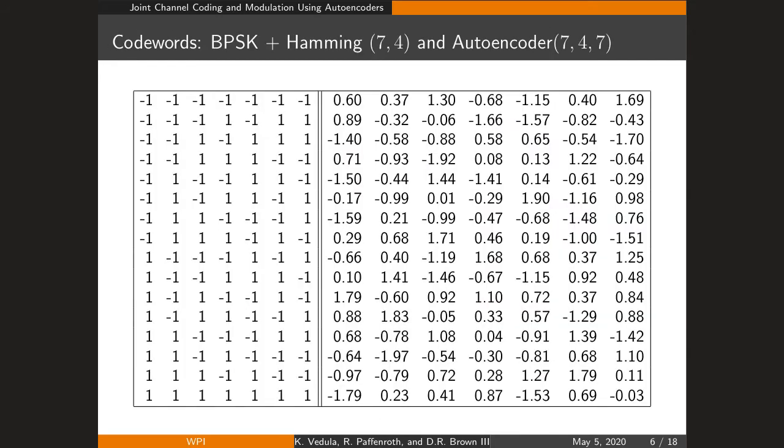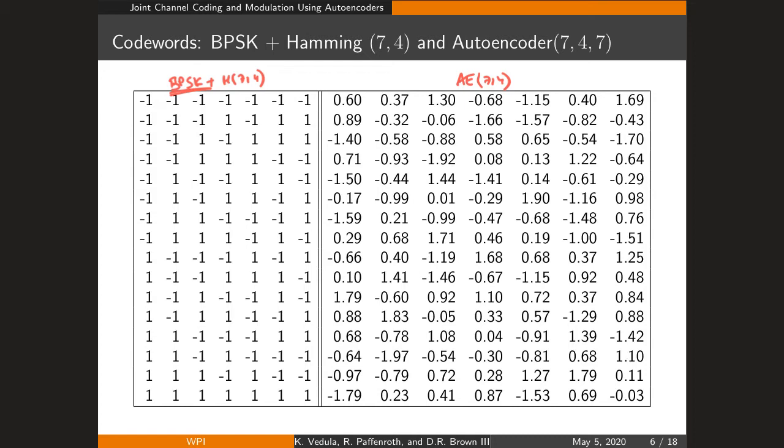Now let's look at the code words for BPSK plus Hamming 7/4 and for autoencoder 7/4. If you look at BPSK plus Hamming, it consists of -1s and 1s because these are code words modulated by a binary phase shift keying modulation, whereas the autoencoder code words are all random. They lie in between -1 to 1, however, they take random values. And if we retrain the autoencoder, we'll end up in a different set of values.